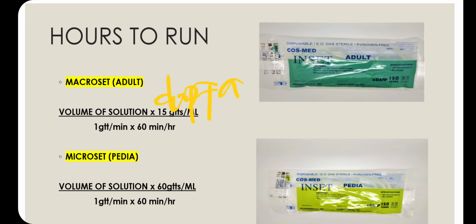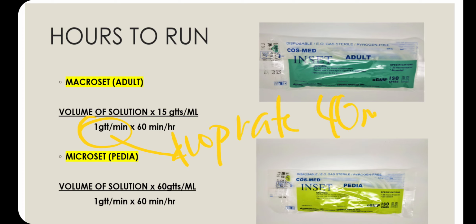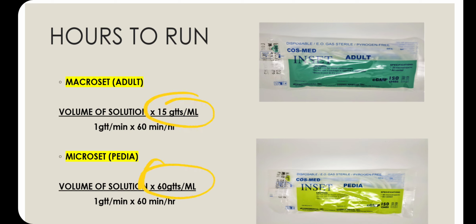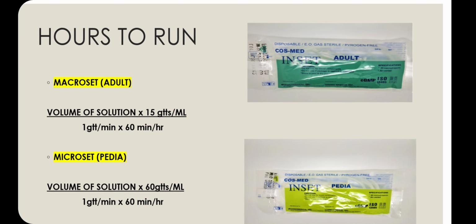And kung sabihin nyo, ma'am, pwede po itong palitan? Hindi, ito ay constant. Pag sabihin natin macroset, automatic ang drop factor niya is 15 drops per ml. At pag microset is 60 drops per ml. And then over is the drop rate. Okay, ano yung order ng ating doctor? Example, sabihin niya is 40 drops per minute. So, yan yung ating drop rate. Okay? And then, times 60 minutes over R. Pareho lang din siya. Ang pinagkaiba lang natin is the drop factor in which dito sa macroset 15, dito sa ating microset 60.